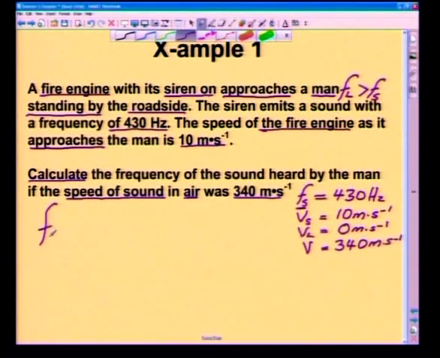So the frequency of the listener would be equal to V, and for us to make this one big, it will be V plus VL divided, and to make this denominator small, we are going to say minus the Vs, and all this will be multiplied by Fs.